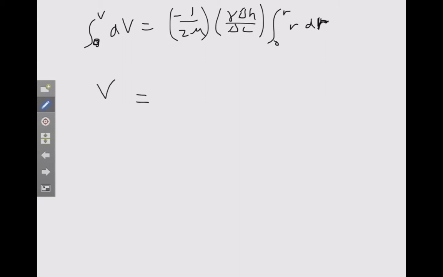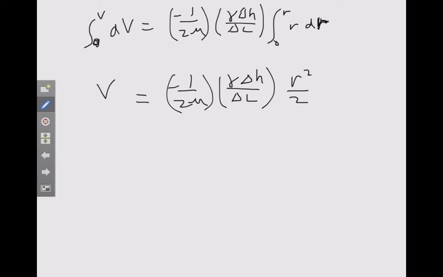It's just going to be v minus 0. And we're going to have minus 1 over 2 mu gamma delta h delta L, and we're going to have basically r squared over 2. We're going to apply that from 0 to r, which just gives us r squared over 2 back, and we also have a constant of integration out here. And now we can apply the boundary condition.